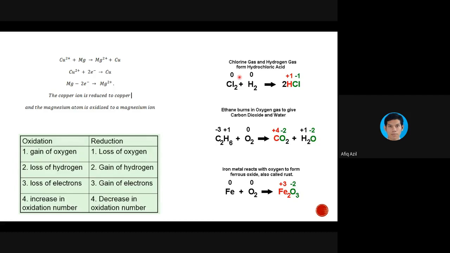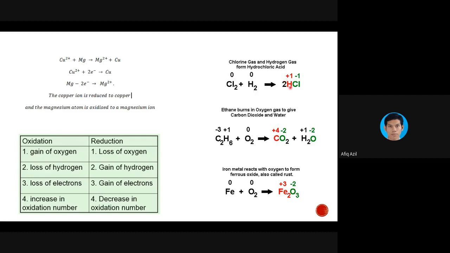Then if you look over here, this is involving non-metal. It is the reaction between chlorine gas and hydrogen gas, forming hydrochloric acid. On the reactant side, you have chlorine gas, Cl2, and also H2. Originally both have oxidation number 0, and this one is also 0.